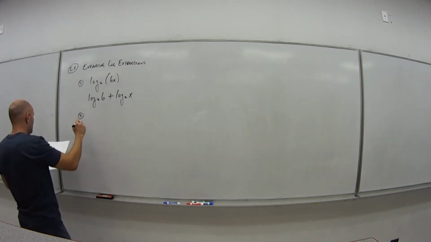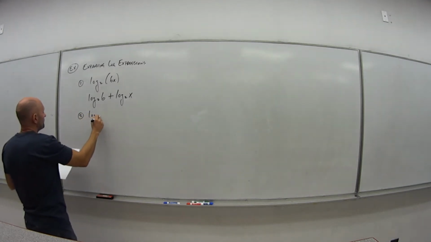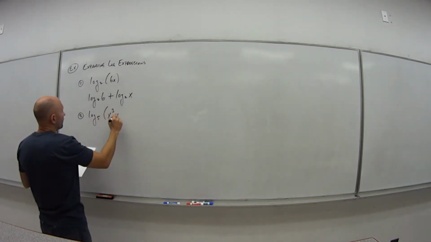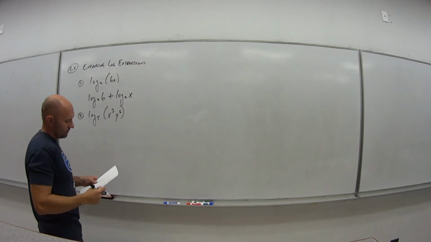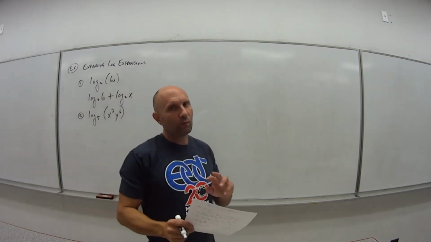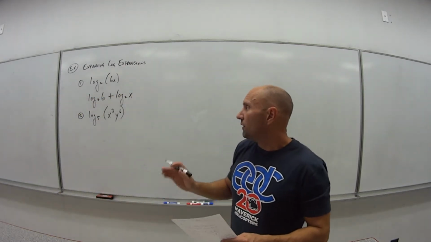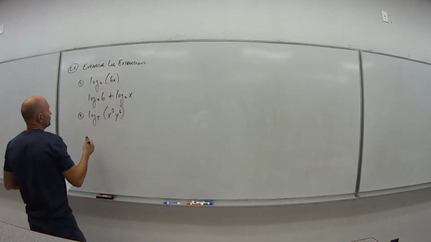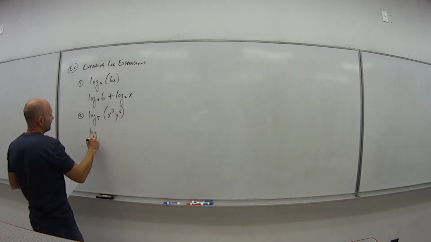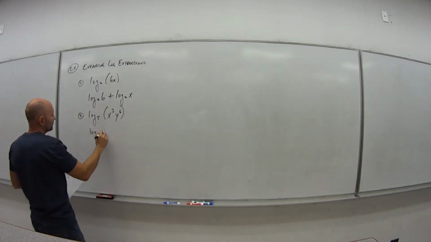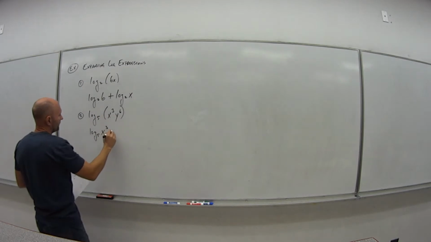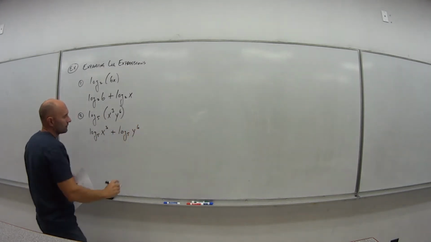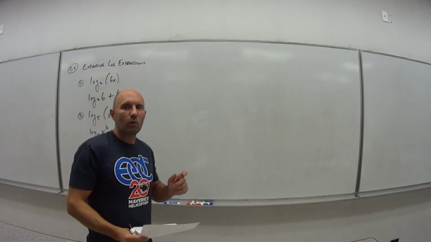What if I have the following? Log base 5 of x to the 3rd, y to the 6th. So this one is actually going to incorporate a couple of our rules. The first one, because we have multiplication, it's going to split it up like we just did in example 1. So this is the same as log base 5 of x to the 3rd plus log base 5 of y to the 6th.